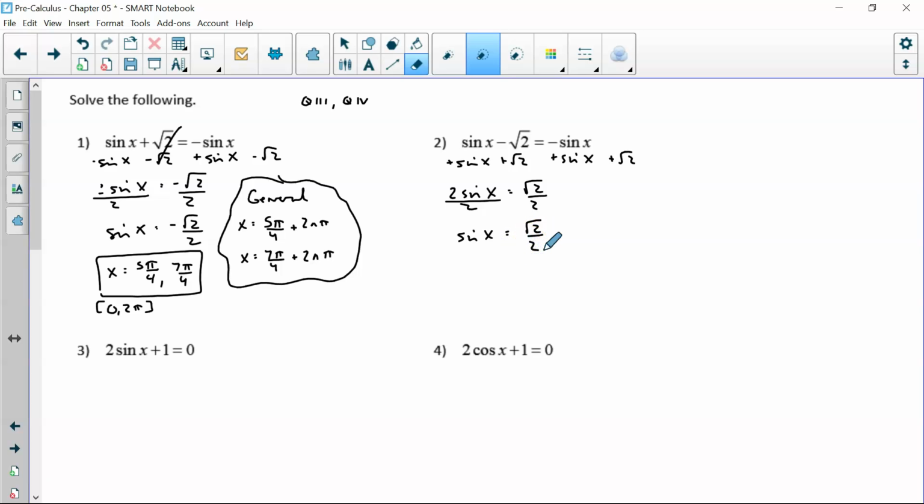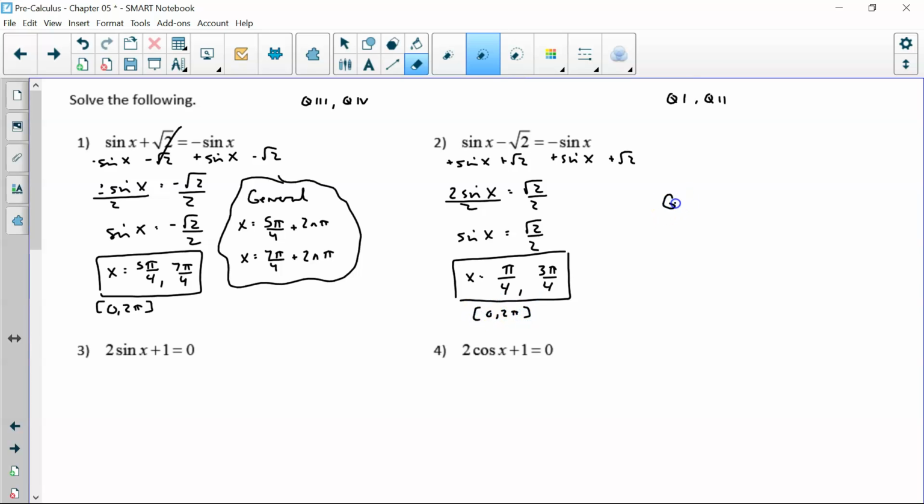Now, the sine is positive. So when I see that, I know I'm in quadrant 1 and quadrant 2. Now, x equals. When I see a root 2 over 2, I know my denominator is going to be a 4. So I'm some pi over 4. So quadrant 1, it's just pi over 4. In quadrant 2, it's going to be 3 pi over 4. Those are my solutions from 0 to 2 pi.